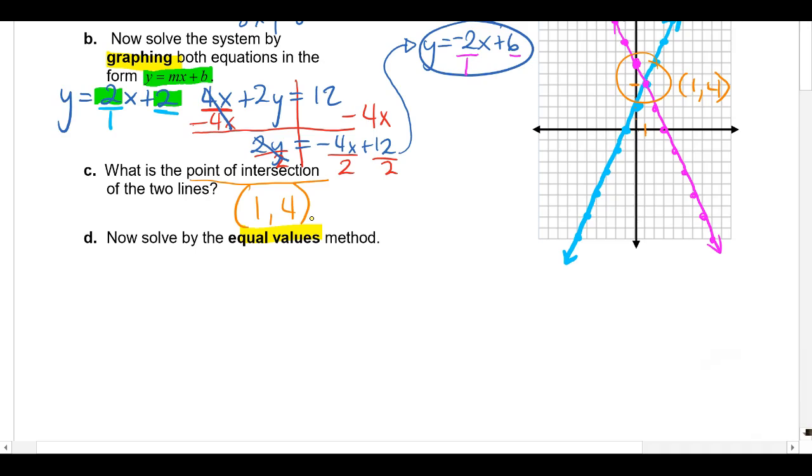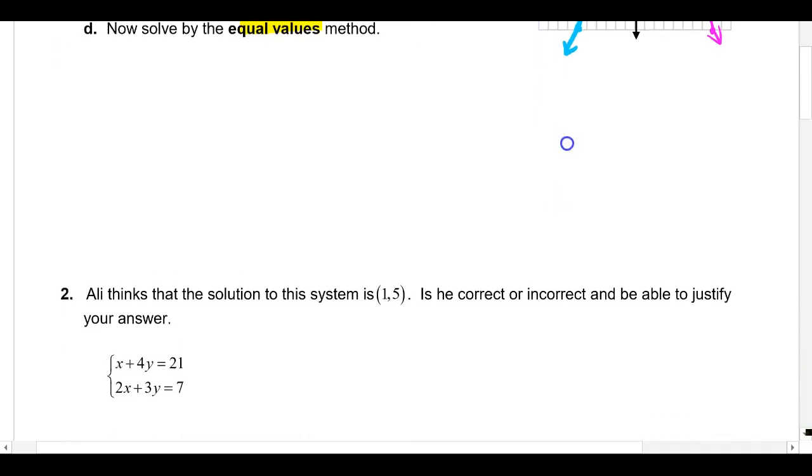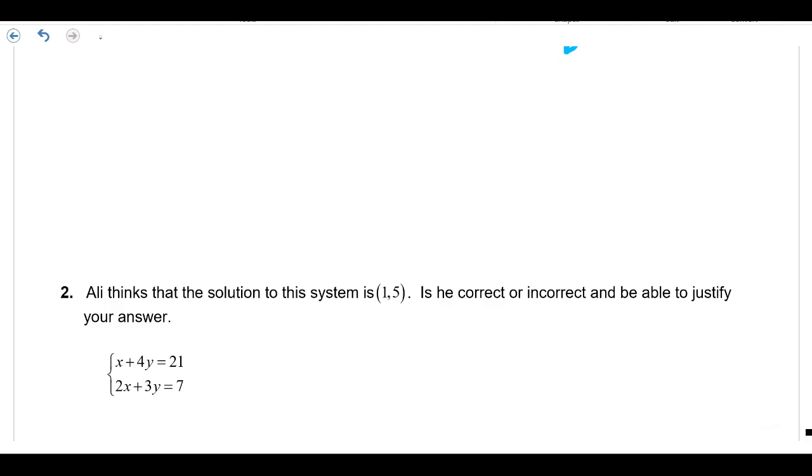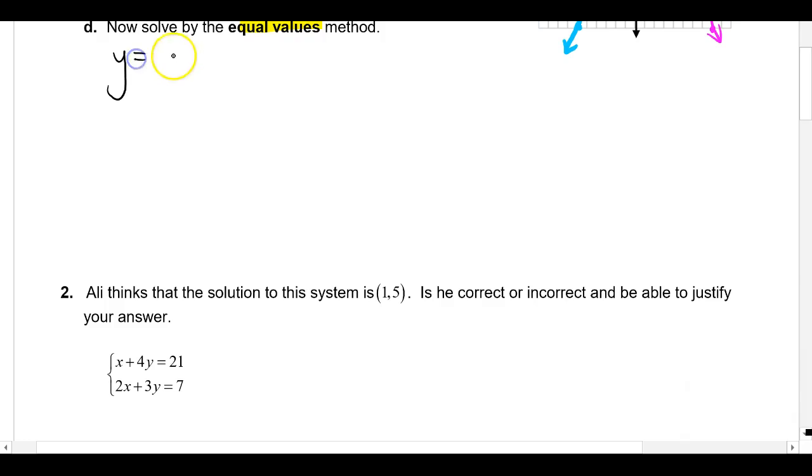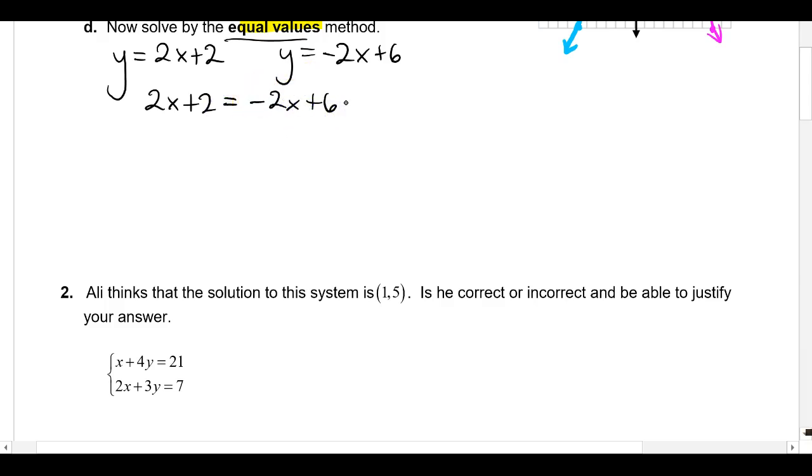Okay? So now, for the equal values method, we take those same equations we just made, the y equals 2x plus 2, and the y equals negative 2x plus 6, and we set them equal to each other, because it's equal values. They're both equal to y, so that means they're equal to each other. That means I can say 2x plus 2 is equal to negative 2x plus 6. And now we just solve for it.